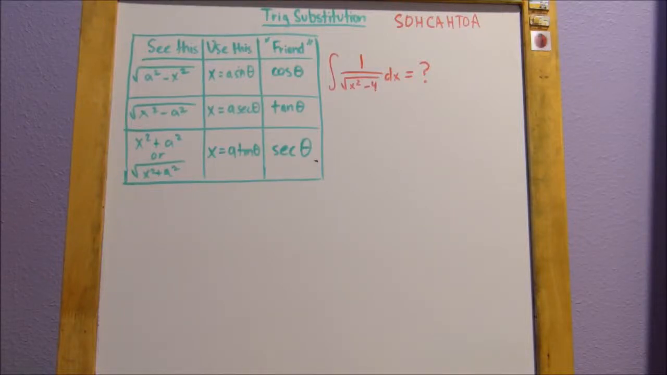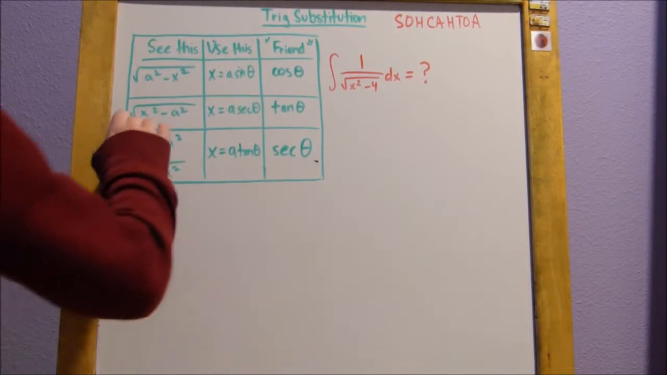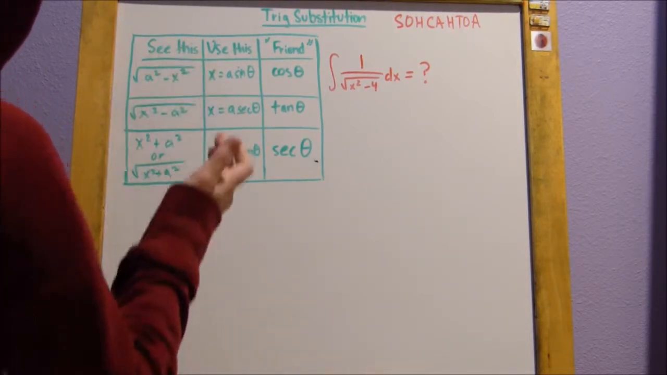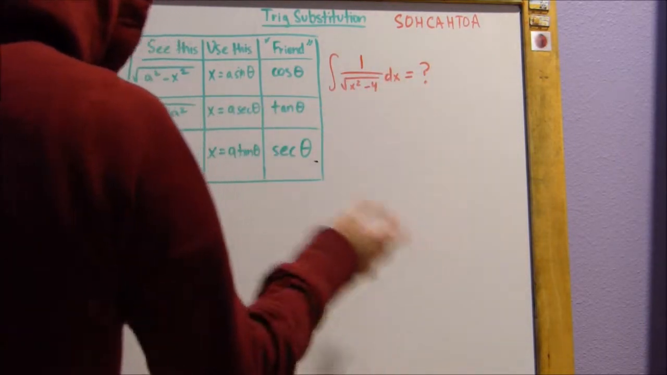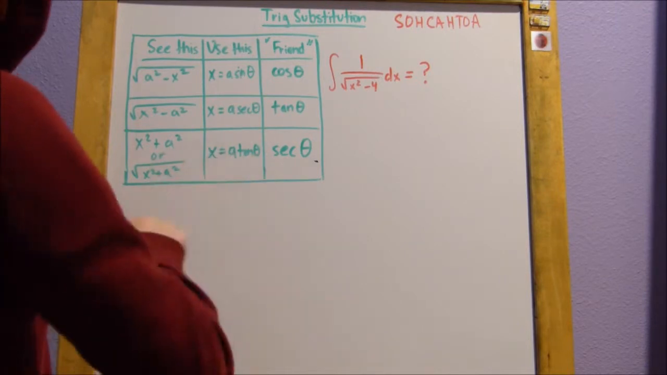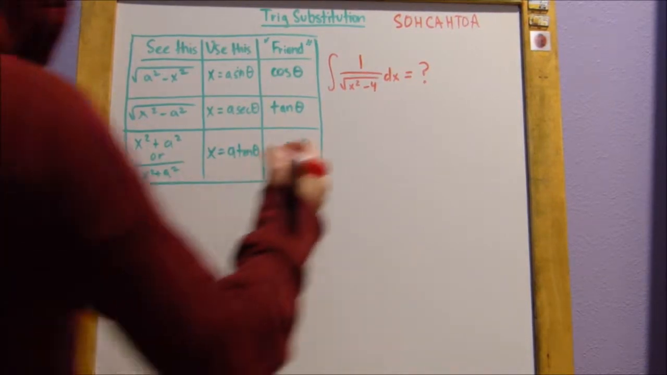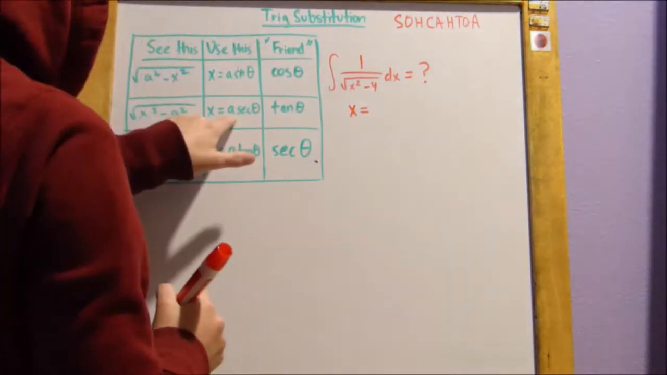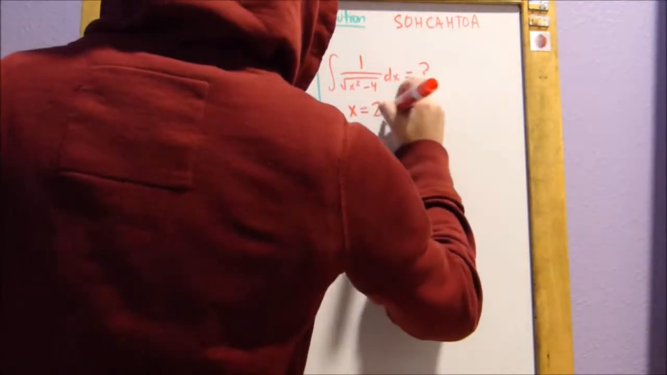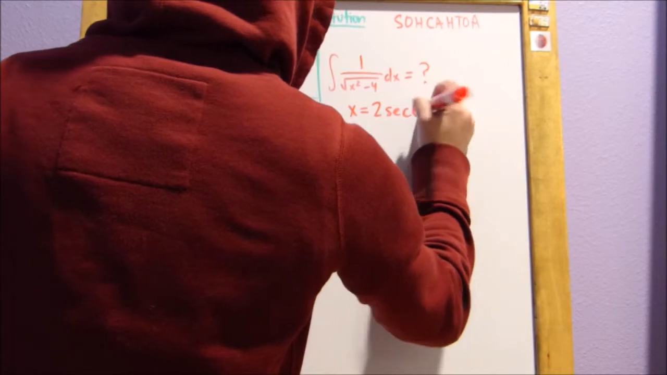So now let's talk about trig substitution with secant of theta. In this example, we have this x squared minus a squared. Our a in this case is 2, because the square root of 4 is 2, right? So let's set this up. x equals a, which is 2, secant theta.